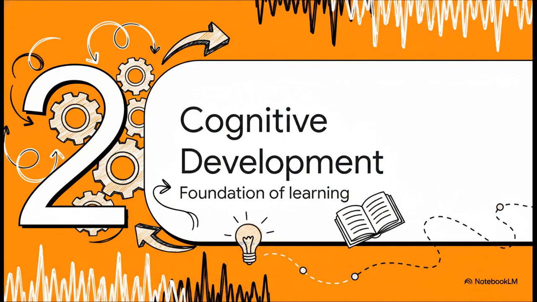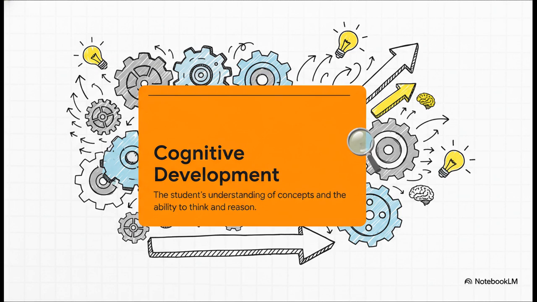So to really get how they pull this off, we've got to look at the foundation of all learning, and that is cognitive development. Okay, so what is that exactly? Well, cognitive development is pretty much what it sounds like. It's a student's understanding of concepts and their ability to think and reason about them. You can think of it as the engine that drives all learning.